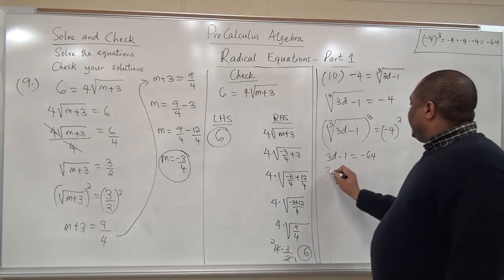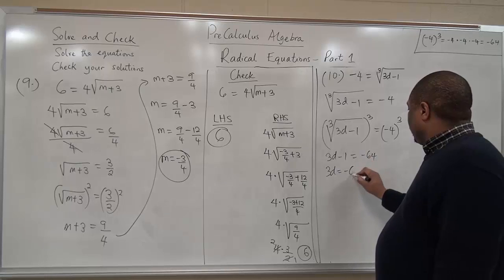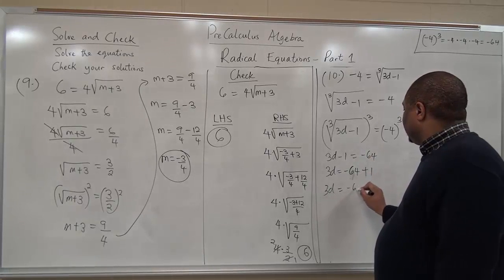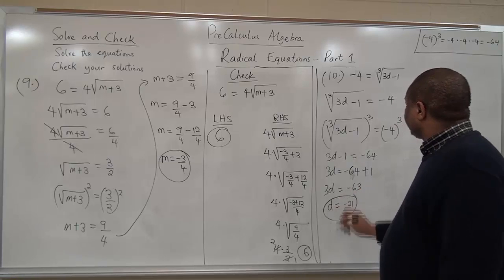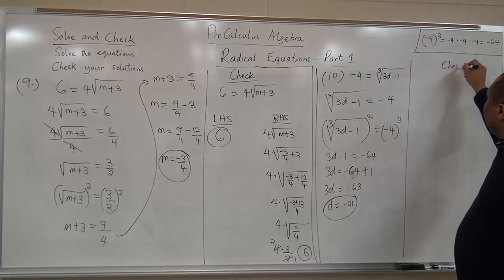All right, so 3d is equal to negative 64 plus 1. 3d will be equal to negative 63. And d will be negative 21. Okay, let's check this. See whether we got it right.